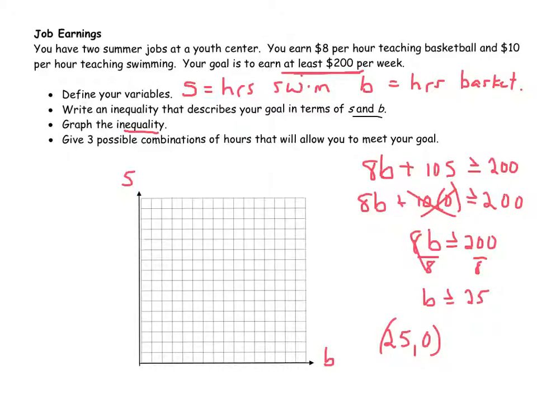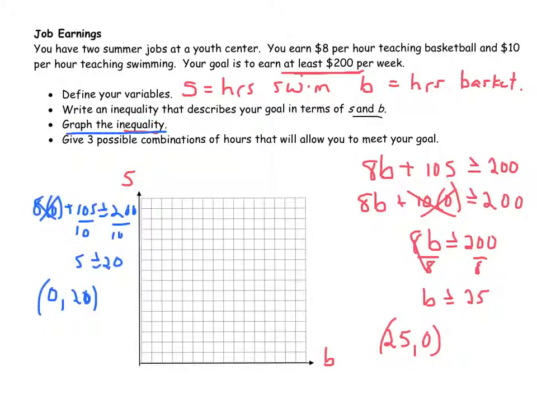And then I want to be able to find my S intercept, so I'll do that over here. So I'm going to let the B be 0, so 0 plus 10S is greater than or equal to 200. So I'm just going to divide by 10. So S is greater than or equal to 20. So my intercept would be 0, 20. Now I just need to graph these points.